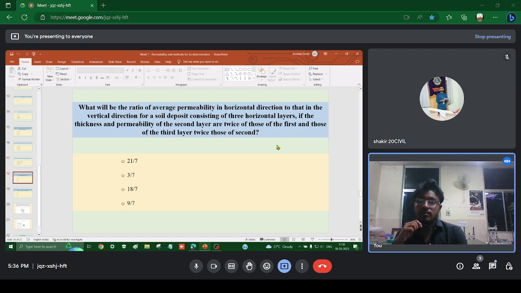I repeat once. What will be the ratio of average permeability in horizontal direction to that in the vertical direction for a soil deposit consisting of three horizontal layers if the thickness and permeability of the second layer are twice of those of the first and those of the third layer twice those of the second? The options are 21 by 7, 3 by 7, 18 by 7, 9 by 7. Next question.